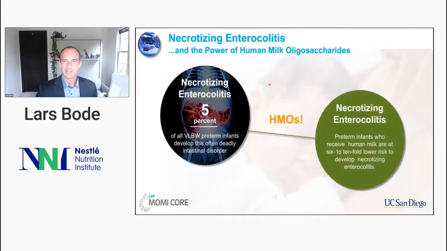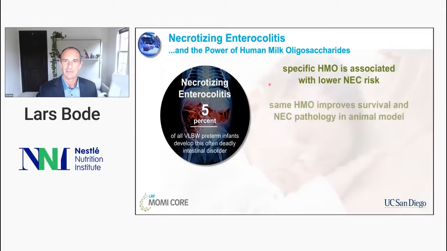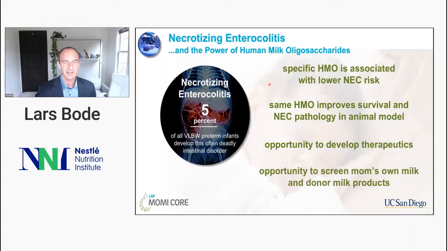Now, to connect those two different things, we've shown that HMOs at least have some part in this protective mechanism of human milk. And not only HMOs in general, but really Dsnt, one specific oligosaccharide in particular. We've seen that a specific HMO is associated with lower NEC risk, and the same HMO improves survival and NEC pathology in an animal model. This is, of course, a great opportunity to develop new therapeutics based on Dsnt, and it's also an opportunity to develop new diagnostics to screen mom's own milk and donor milk products.